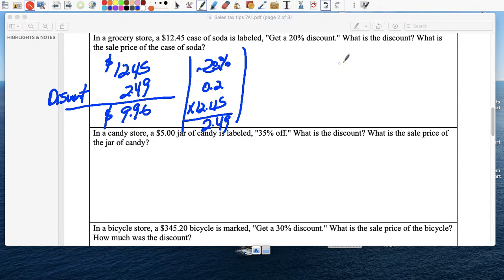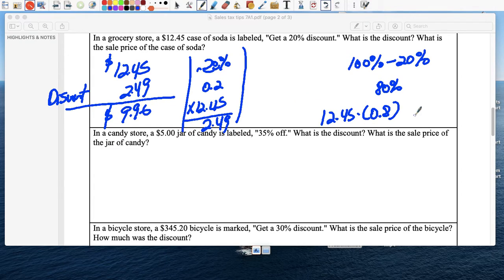Now again, the direct method. You think about it as 100% minus 20%, so I'm actually responsible for 80%. That changes to 0.8, and I multiply that by the original price of the soda, in this case 12.45 times 0.8 equals $9.96.